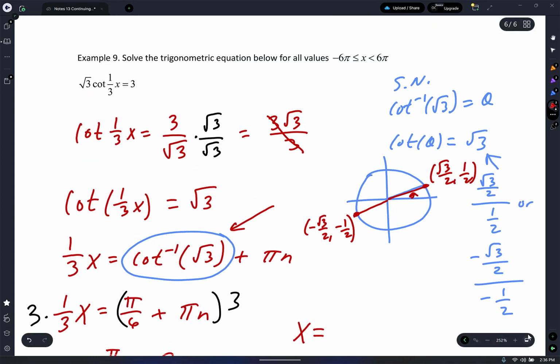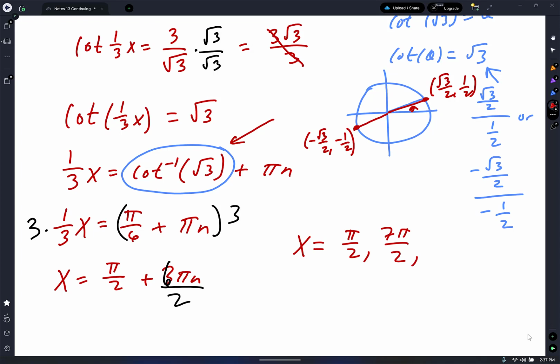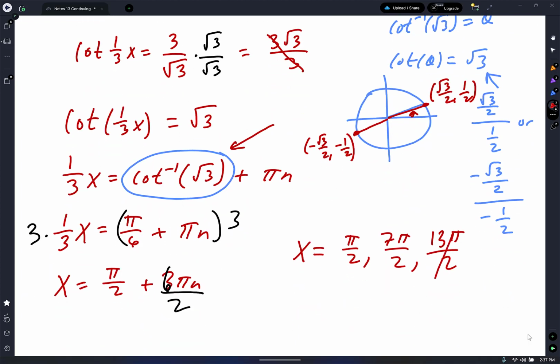Where's my domain between negative 6 pi and 6 pi? Okay. Pi over 2 is one answer. Add 3 pi to it. Let's see, times 2, so 6 pi over 2. There's your 3 pi. So 6 plus 1 is 7 pi over 2. And if I add another 6 to that, 13 pi over 2, but I think that might be too big. 13 pi over 2 is 6.5 pi. Yeah, that's too big. Now go backwards.